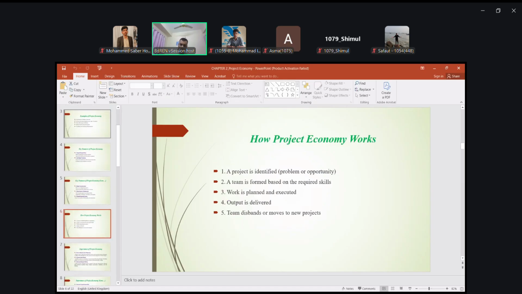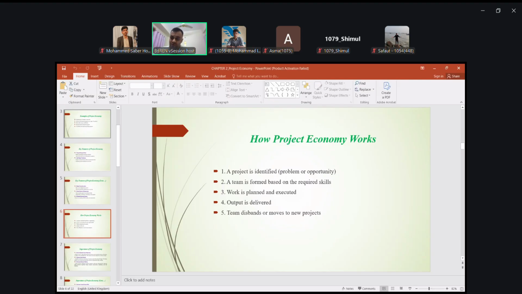And now we are talking about how project economy works. You see that first, a project is identified. So first, a project economy starts with the identification of a problem or opportunities based on a particular project.